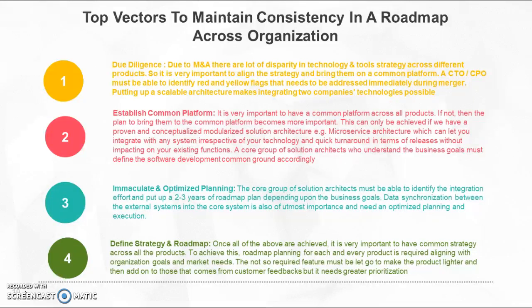Third, we need to have very optimized planning, because the core group that we have should be able to identify the roadmap plans across the organizations, and synchronize within each of these products. And the fourth is to have a well defined strategy and roadmap. So once we know the organization goal, we should be able to define what strategy to follow, and how the roadmap planning is to be done, right, and what features to bring in and what features to take off.